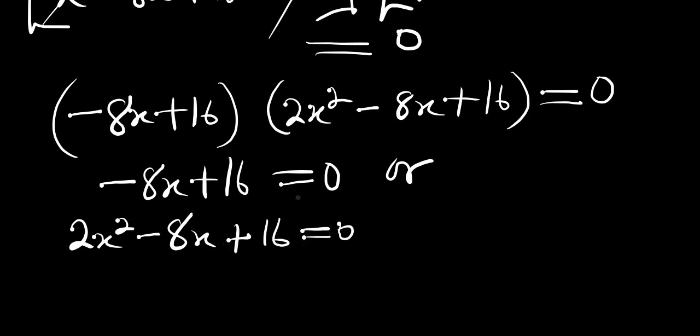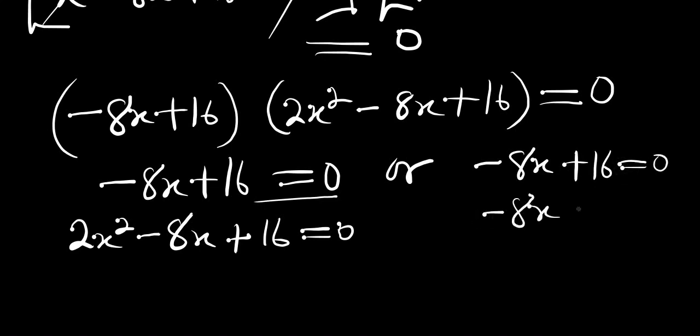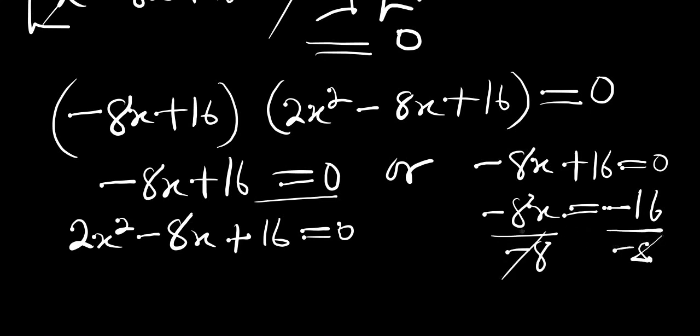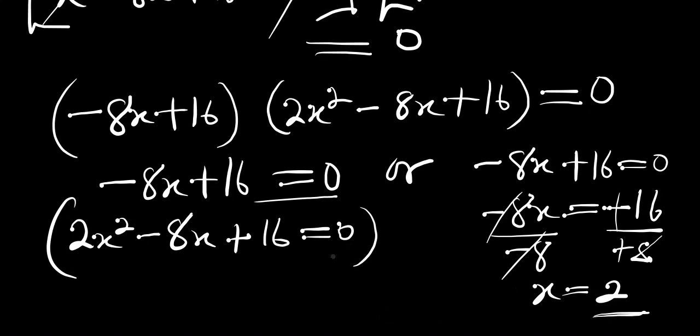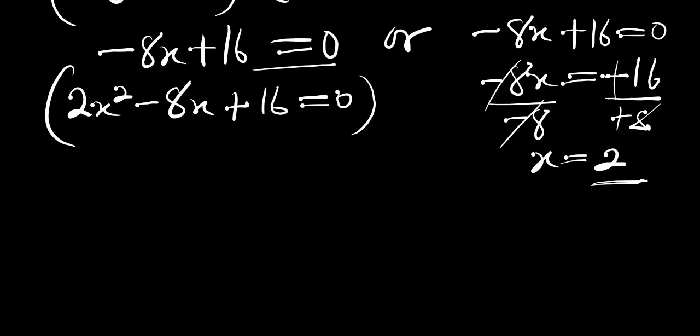So if you consider this first equation, if you have -8x + 16 = 0, that means you are going to have -8x = -16, right? The next thing is you divide all through by negative 8. Negative 8 cancels negative 8. You have x equals to, this negative cancels negative here, and you have 2. That means x = 2 is one of the solutions. Now we are going to solve this particular quadratic equation to find the other solutions.